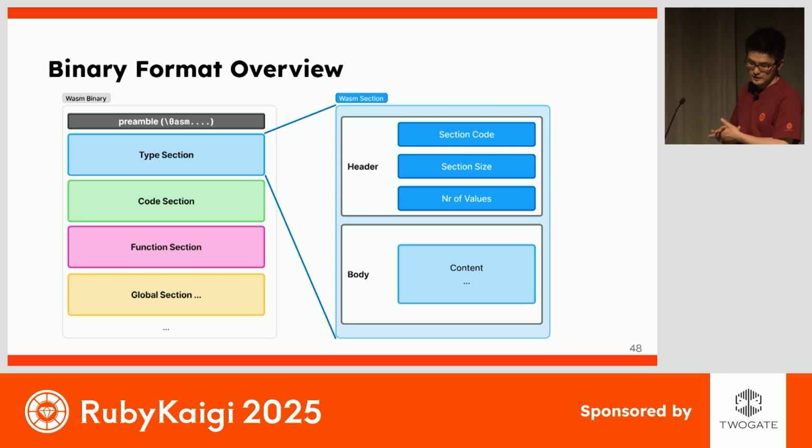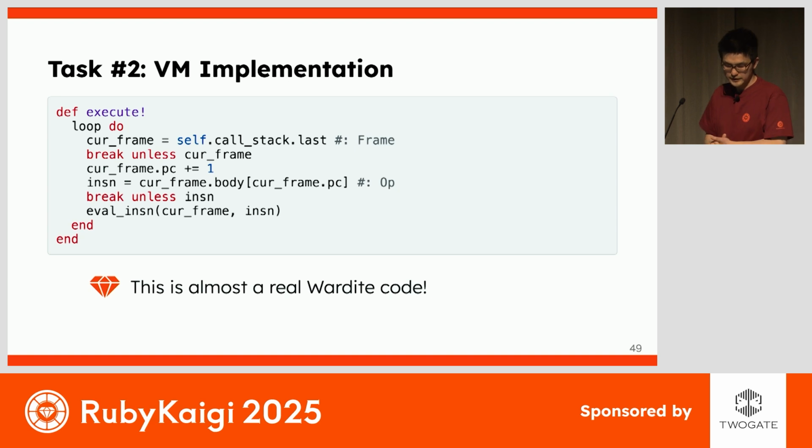Here's a diagram. It starts with some preamble, then hits a header, which contains the type and size, followed by the content of various sections. Once the binary is parsed, the next step is just running a VM. The VM implementation is also fundamentally a loop. Fetch the current frame and instructions, execute it, then fetch the next one. This snippet is almost real ordered code.